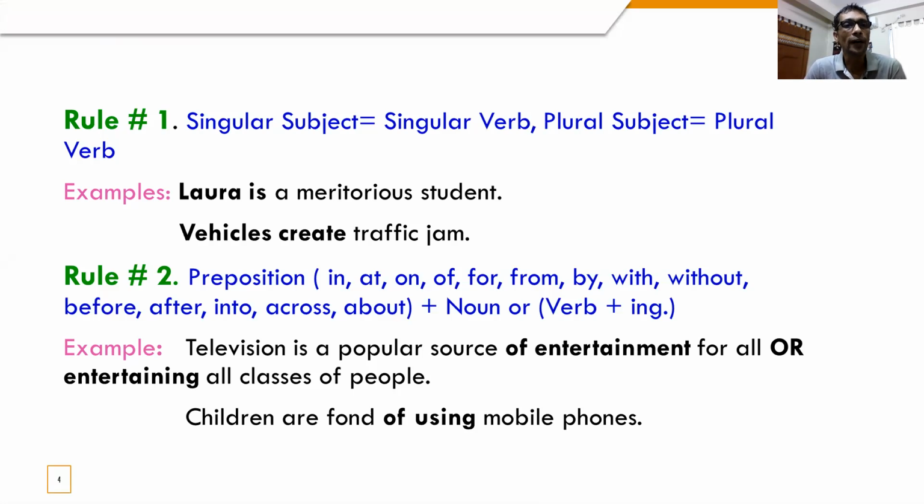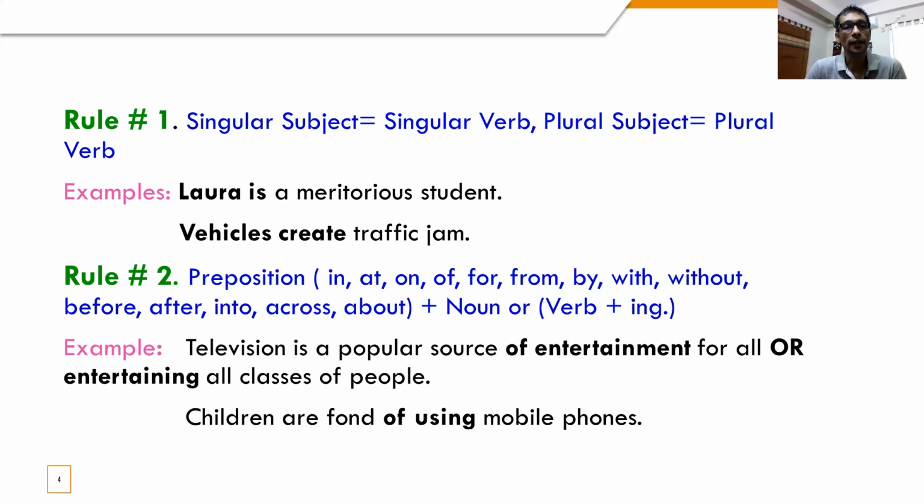So the first one is rule 1. Rule 1 means singular subject, singular verb; plural subject, plural verb. This is also called subject-verb agreement. Look at the example here. Laura is a meritorious student. Laura is singular, is singular, very simple. So a singular subject agrees with a singular verb, and a plural subject agrees with a plural verb. Vehicles create traffic jam. Vehicles is plural, and create is also a verb used in the plural form. So this is the rule.